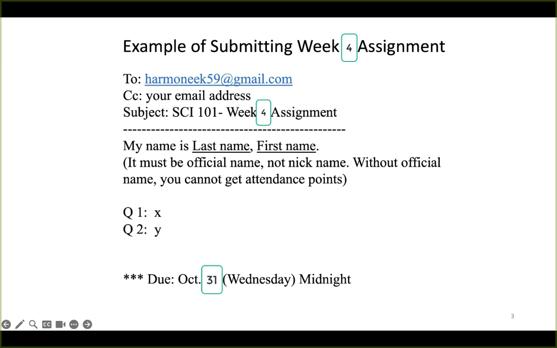This is the example of submitting the week 4 assignment. This is my email address, and include your email address, subject: Science 101 week 4 assignment. In the main text body, write down your last name, comma, followed by first name. And in the main text body of the email, write down the answers: question 1, question 2. The deadline for submitting this assignment is next Wednesday, midnight.